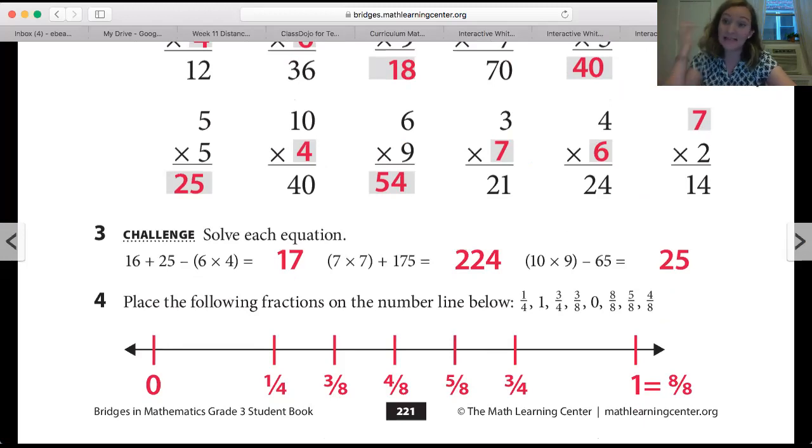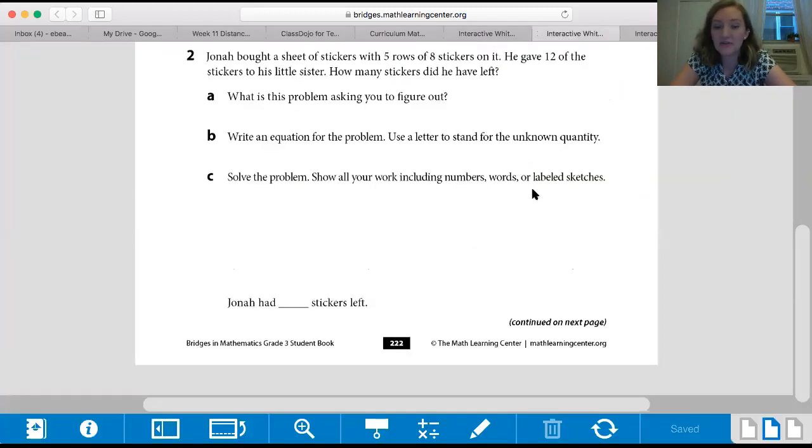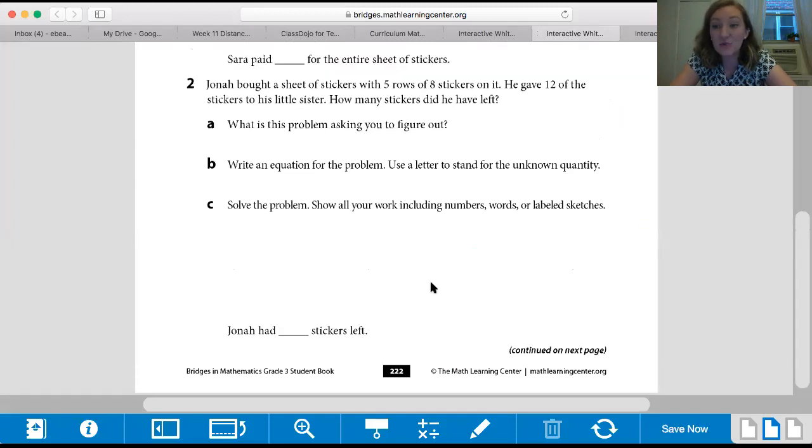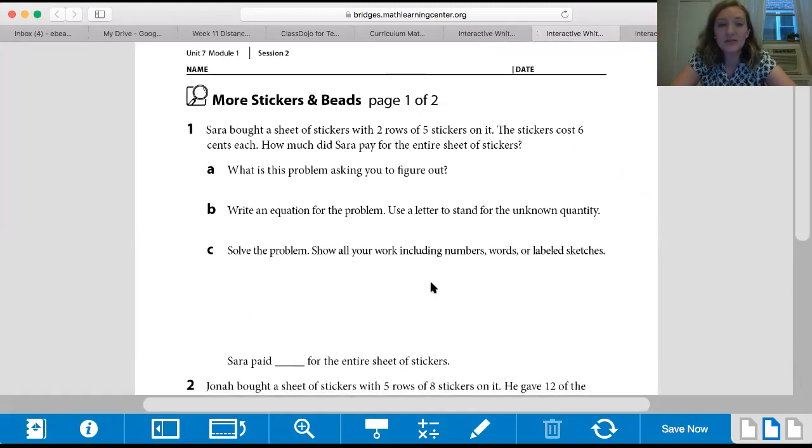If you need to pause and continue to finish that timeline, go ahead. Okay, when you're done, we will move on to page 222. Page 222, this is called More Stickers and Beads. Do you guys remember talking about stickers and beads in the past? Stickers and beads. So Sarah bought a sheet of stickers with 2 rows of 5 stickers on it.